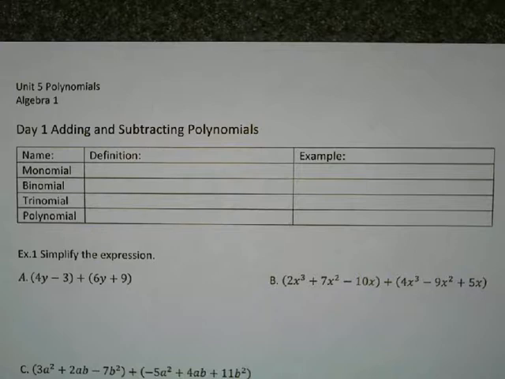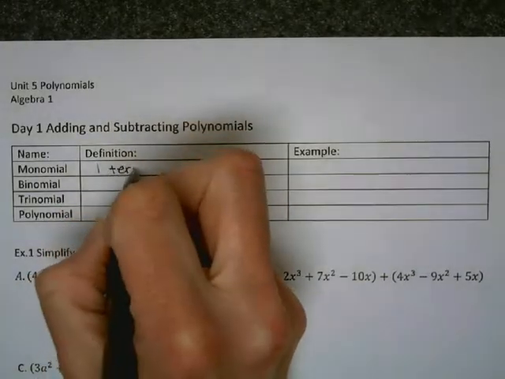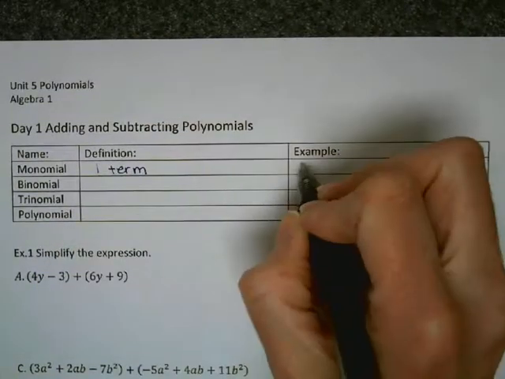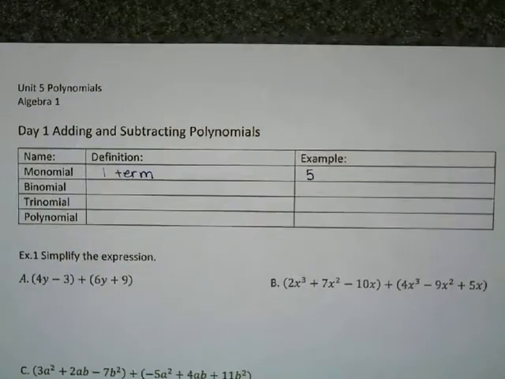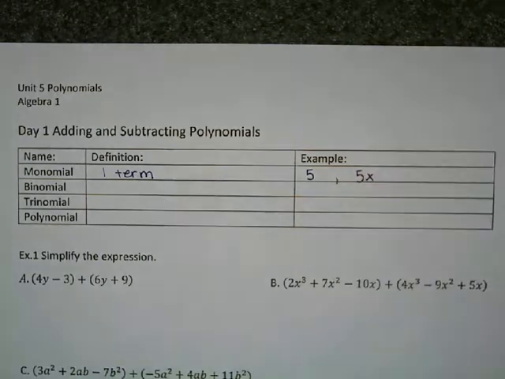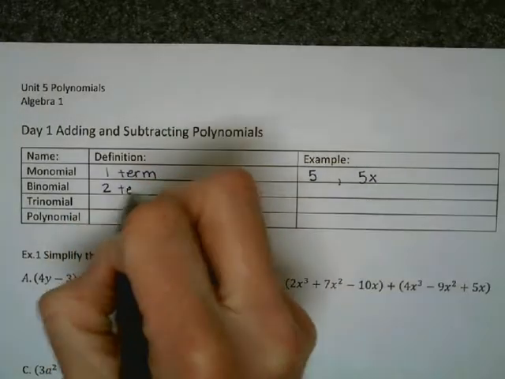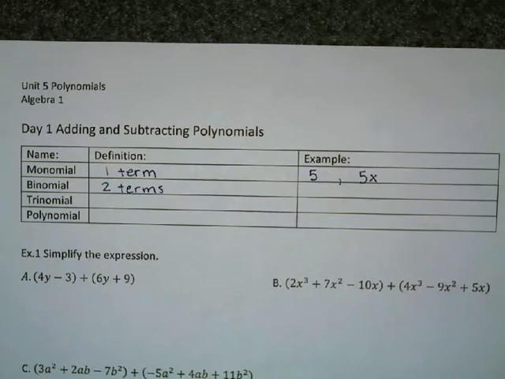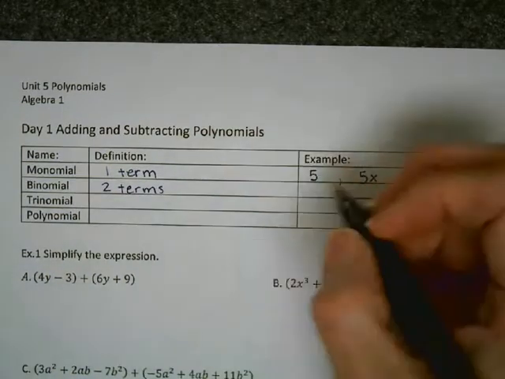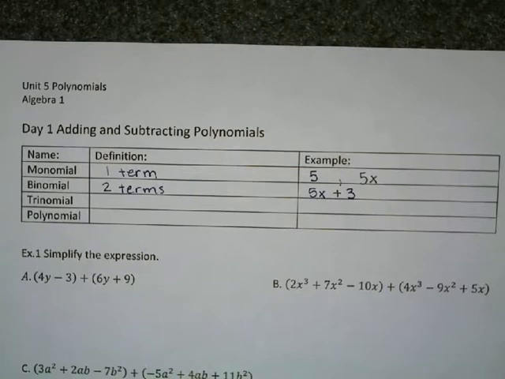A monomial is one term. An example could be just like the number 5, or you could have something like 5x. Terms are separated by plus or minus signs. So a binomial would be considered two terms, and a term is separated by plus or minus, so we could do like 5x plus 3. That could be considered two terms. The 5x is one term, the 3 is a separate term.